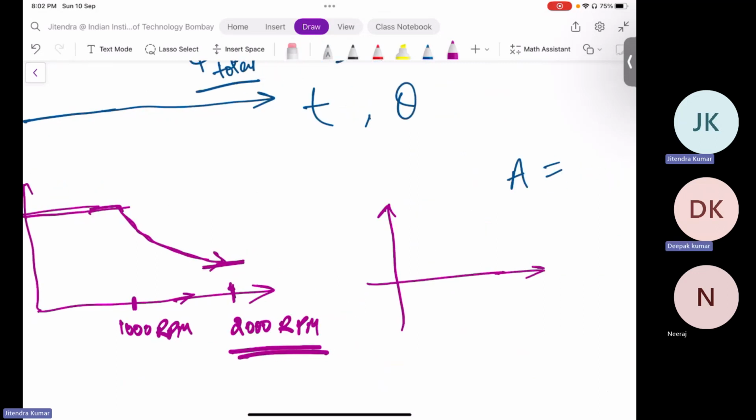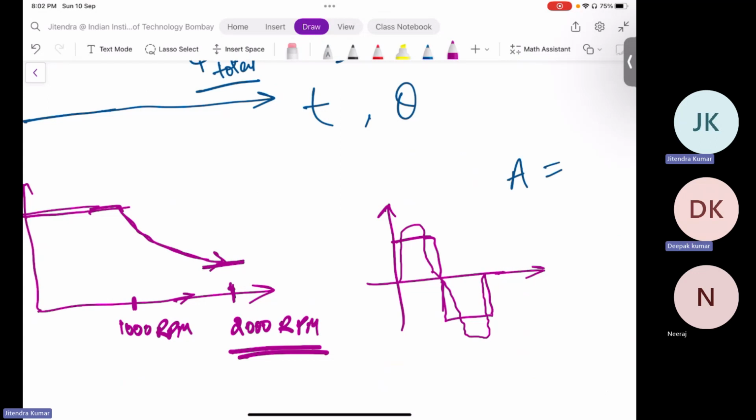Sir, I have a doubt. Go ahead, please. In electric vehicle we can reduce the magnetic field and the torque will reduce, and that is fine. But sir, how can we reduce the magnetic field? That is a very good question.